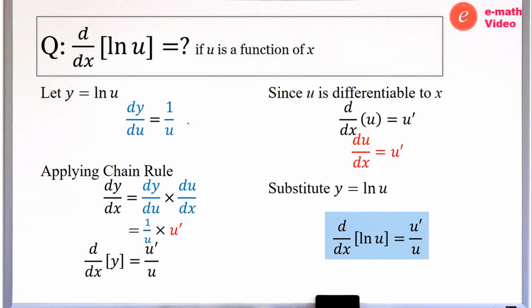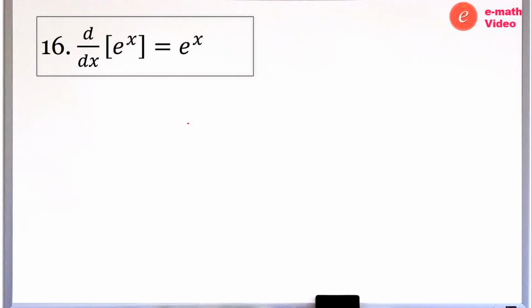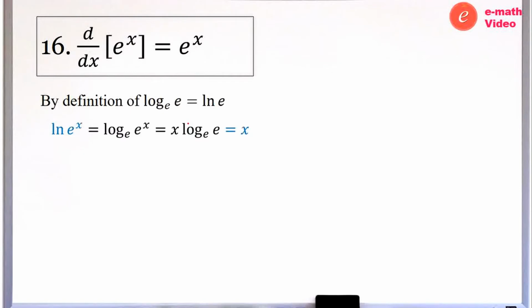Moving on, we know that logarithm is the friend of exponent. And now, number 16, the derivative of natural exponential function. By definition of log base e equals to ln, e power x will be equal to log base e of e power x. Then we bring down the power. We have x times log base e of e, and it is equal to x.